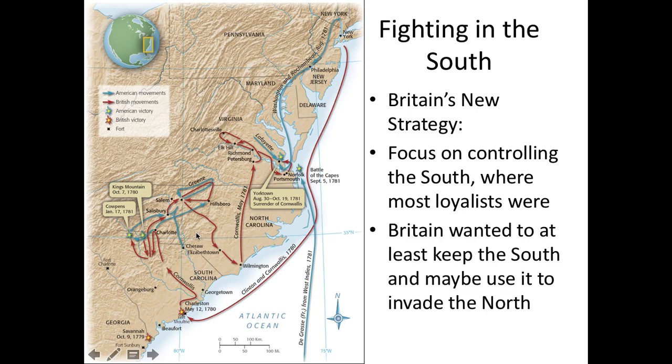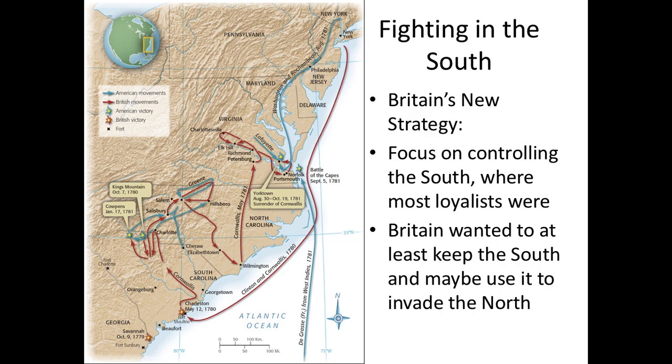So again, the idea was at least keep the southern colonies. This is where a lot of the tobacco that the British wanted was being grown. And then on top of just keeping the South, they could use this as a springboard to invade further north again. So there was a minimal mission here to keep the South, and if not, just keep the South, also invade further north again.